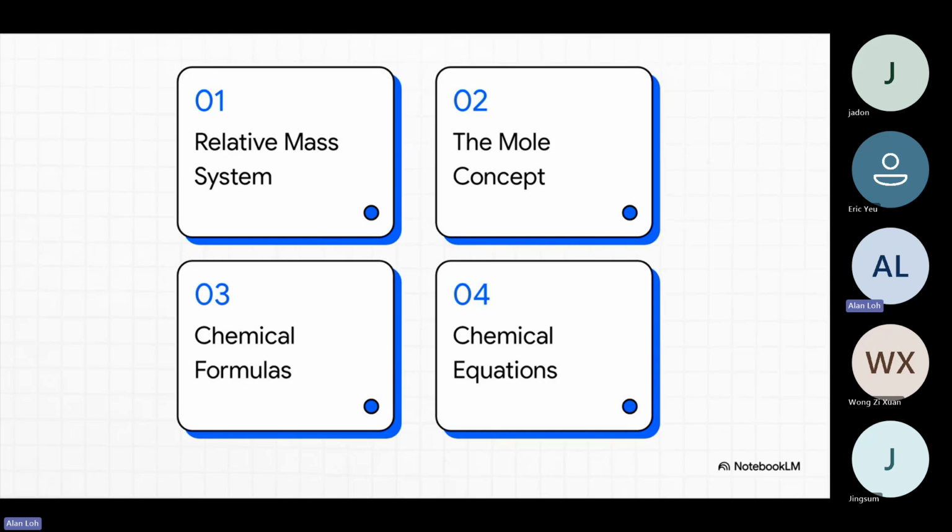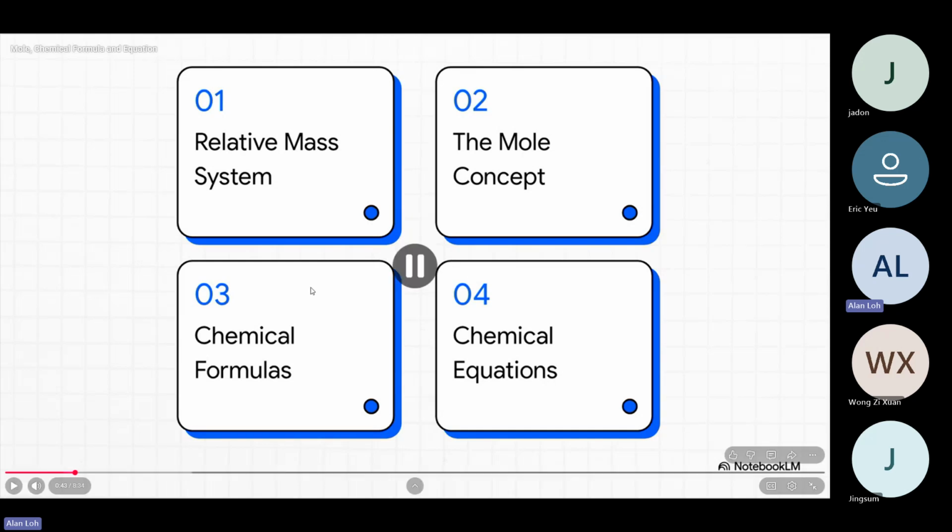First, we'll cover the relative mass system. Second, we'll tackle the mole concept. Third, understanding chemical formulas. And finally, decoding chemical equations. These four are exactly our drawers, right? If you remember our 4 drawers.